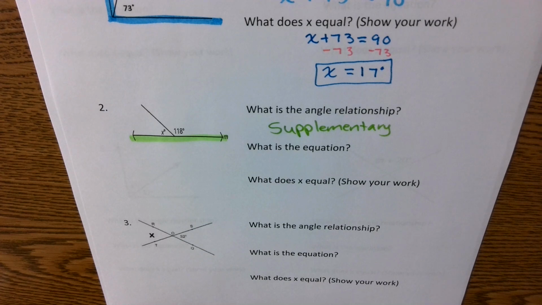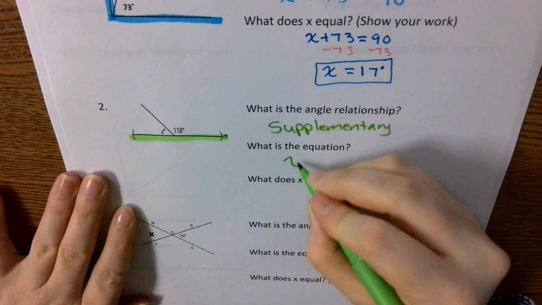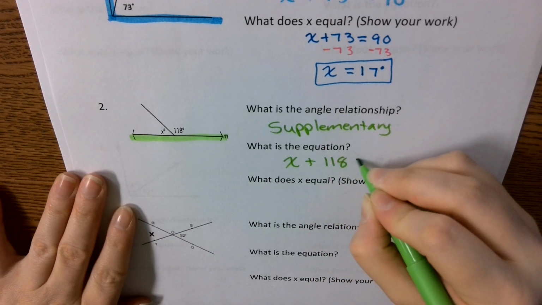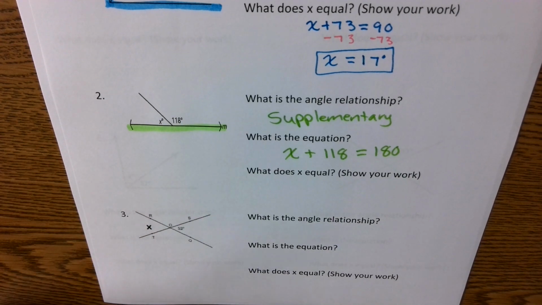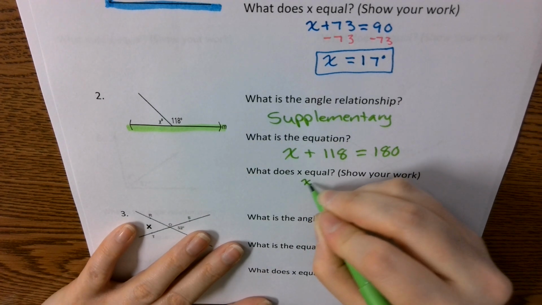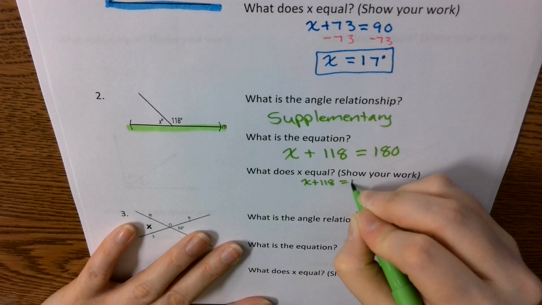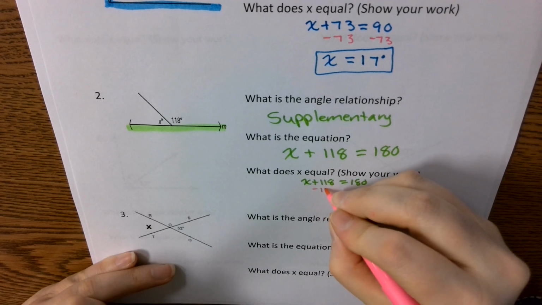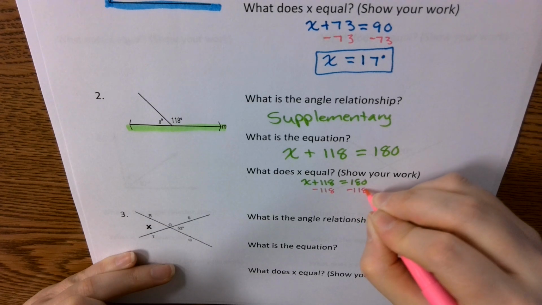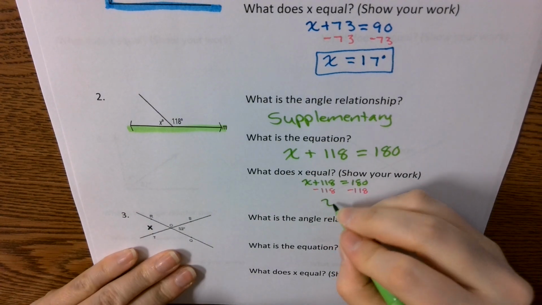Isaac? X plus 118 equals 180. Good. So we get x plus 118 is equal to 180 because 180 is a right angle, or is a straight angle. And then Io, what did you get for the value of x? X equals 62. Good. All you have to do when solving this equation is subtract 118 from both sides, and we get x is equal to 62.